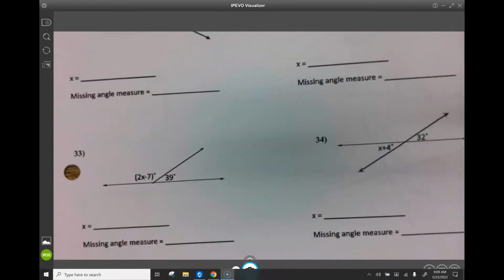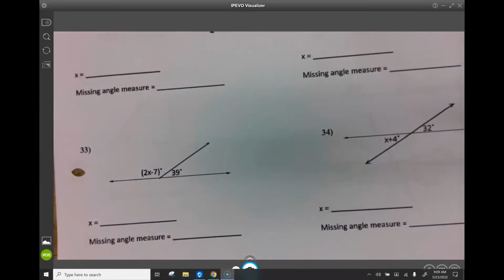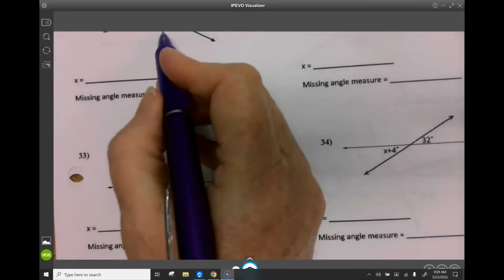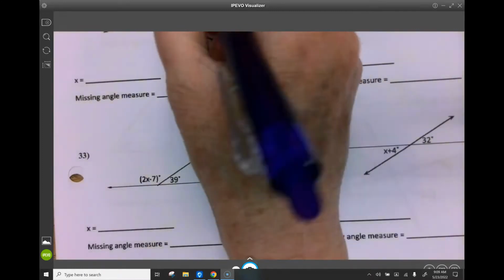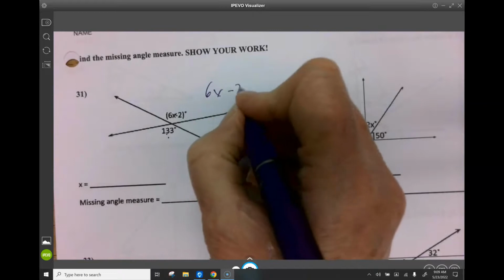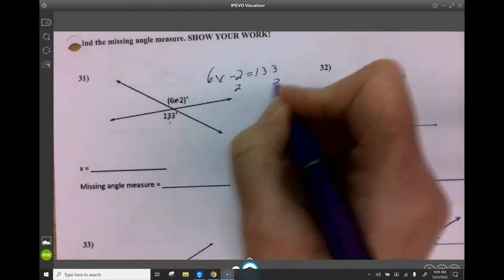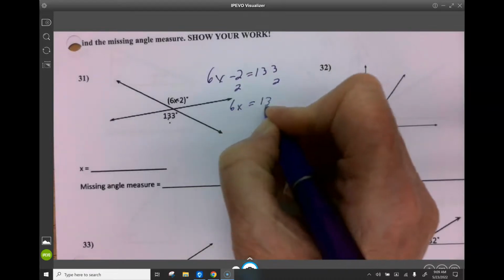So on this side, you're just going to be using that over and over again, and there's a lot of them here. These are vertical angles, so these would be set equal. So 6x minus 2 is equal to 133. See how these are both vertical angles? To solve this equation, I'm going to add 2 to both sides. So 6x is equal to 135.